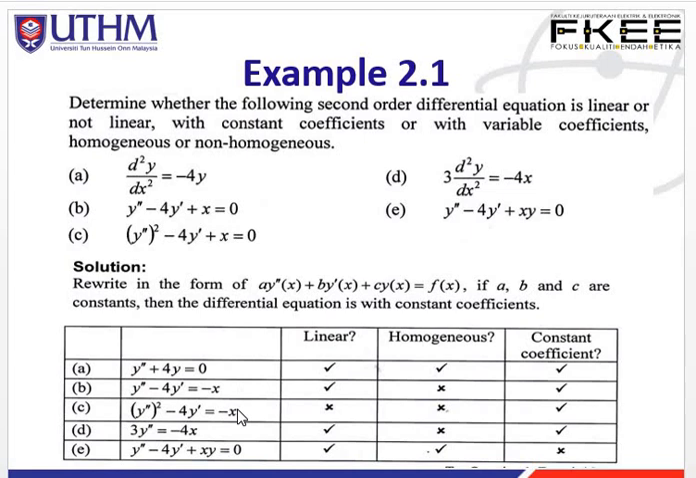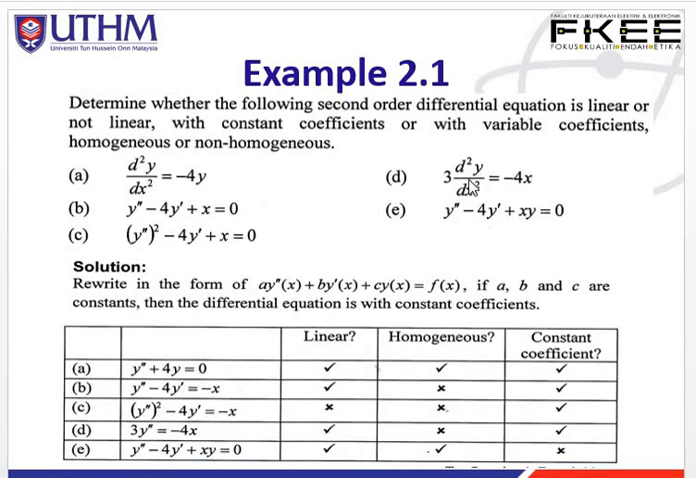Then check again. Is it linear? Not linear, because it's power of 2, so we cross it. Homogeneous or not? It's not homogeneous because it's equal to negative x, which is not equal to 0. Is it a constant coefficient? Yes, because it's 1 and negative 4.